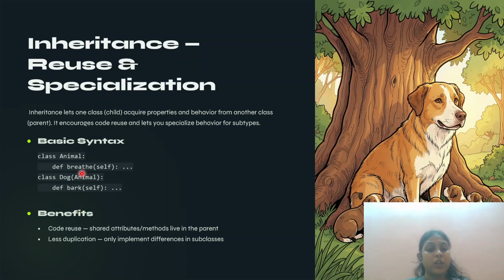What did I do? I just made parentheses and wrote the parent class inside it. Here Animal is the parent class and Dog is the child class. What do I mean by that? Whatever properties Animal has, Dog automatically adopts, inherits them. We have a hierarchy of inheritance, and it is going to work like that.